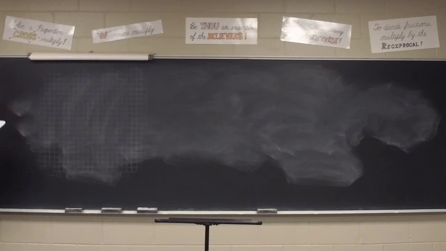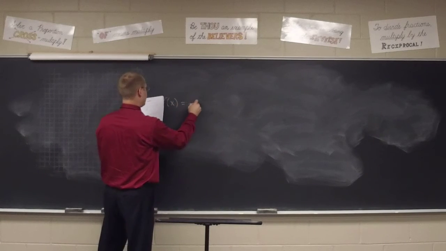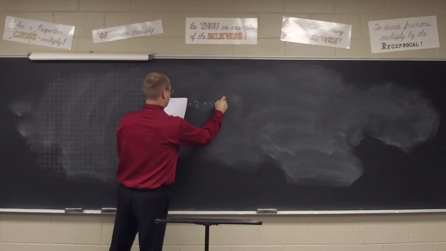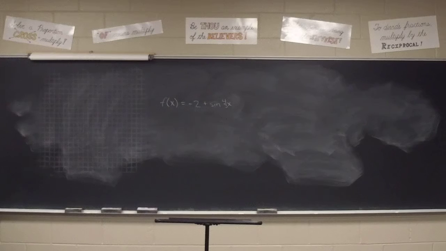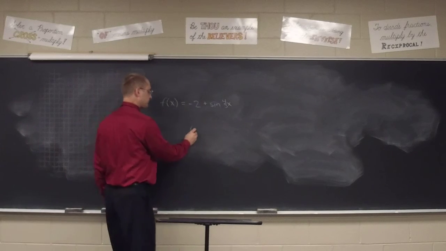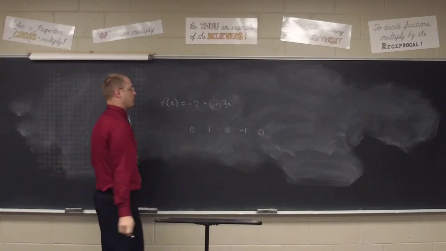All right, so let's go ahead and graph this function of x, negative 2 plus the sine of 4/3 x. Let's talk our way through this. I always like to start by looking at the main function. What key points are we going to be looking for here? Quentin? 0, 1, 0, negative 1, 0. Okay, that's where I like to begin, with the key points from the curve itself.